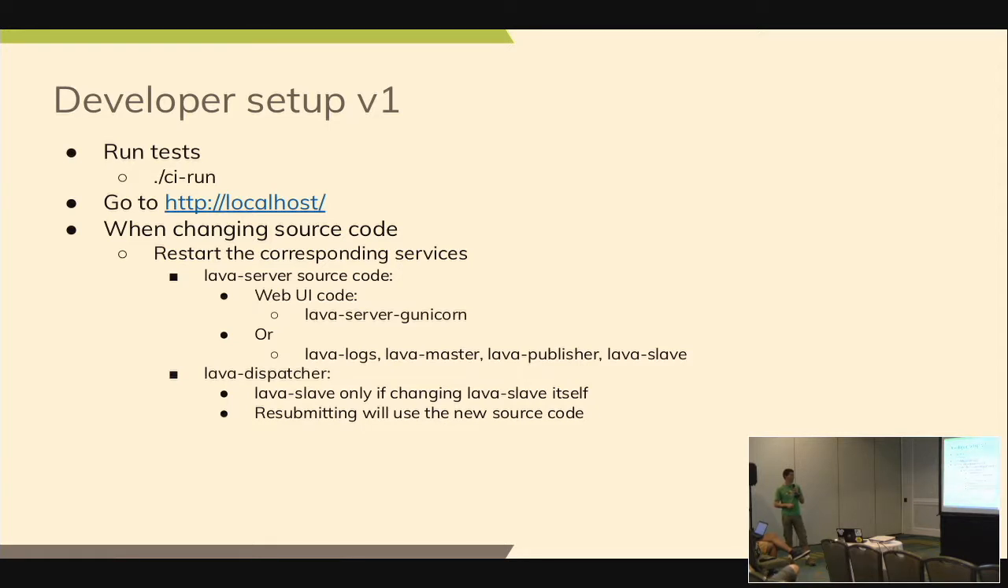With that, you will be able to run the CI test, or just CI run. And if you go to localhost, you will have your local instance using your own code. So if you change anything, you just have to restart the corresponding services. So for instance, if you change anything in Lava server source code, you just have to restart the Unicorn process or different sub-processes. And the good thing is that if you change something in Lava dispatcher, so the part of Lava that is talking with the board, you don't have to restart anything. You just need to submit a new job, and it will reload the module in memory. So it will use the new version.